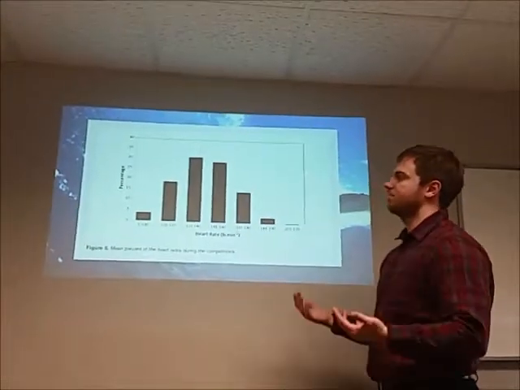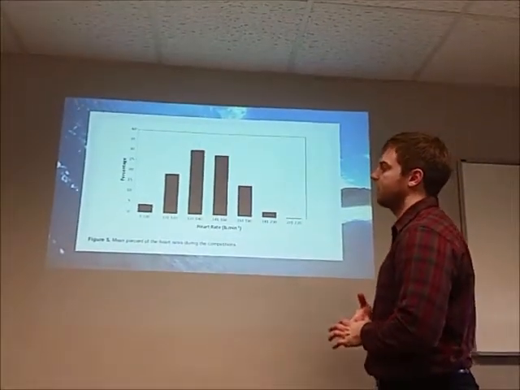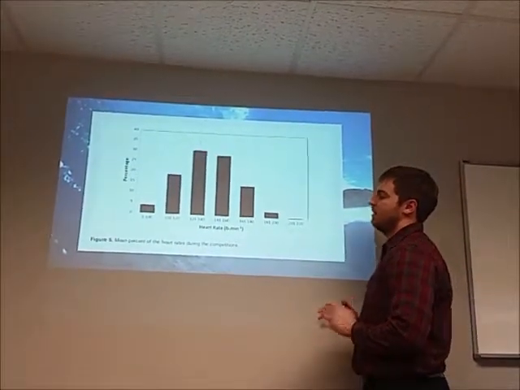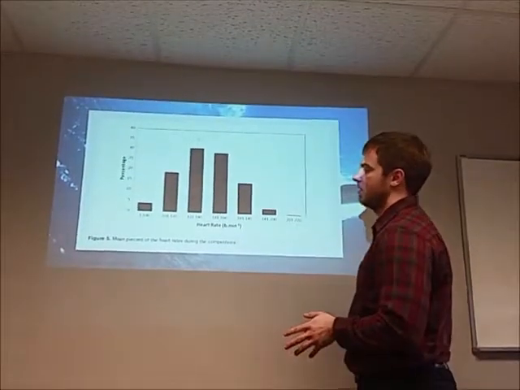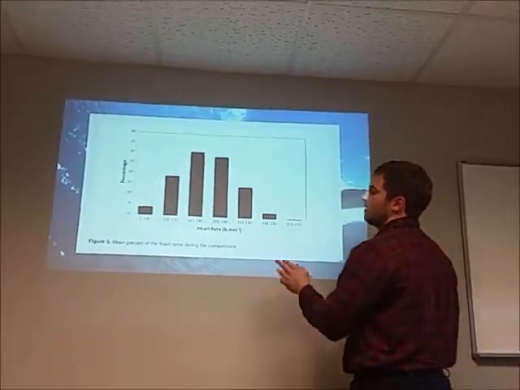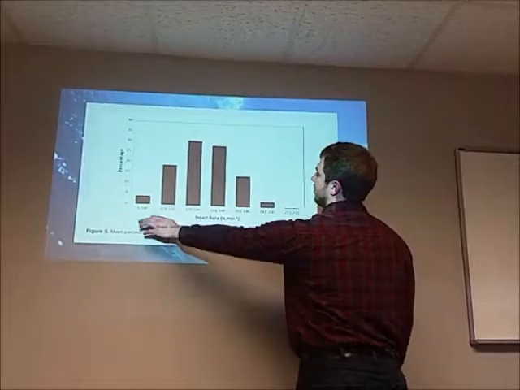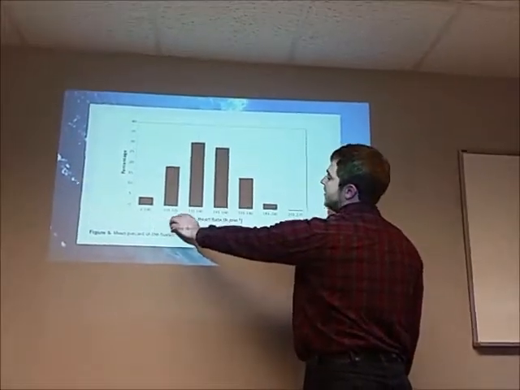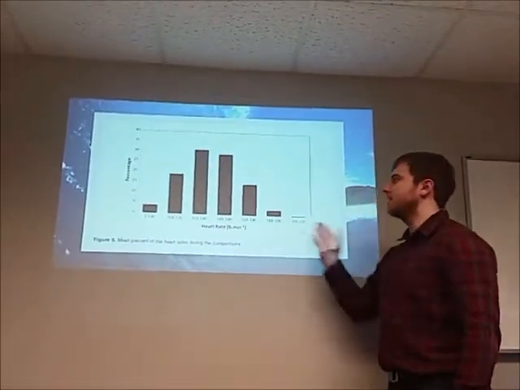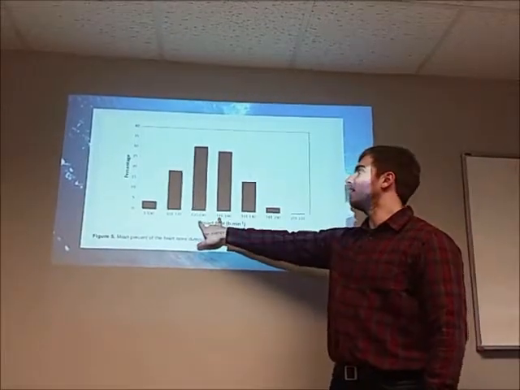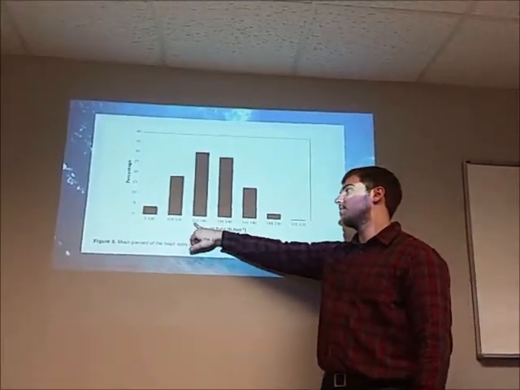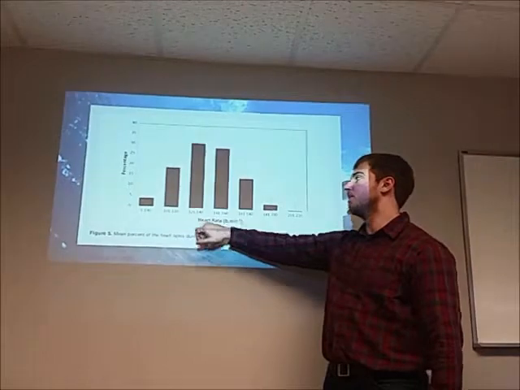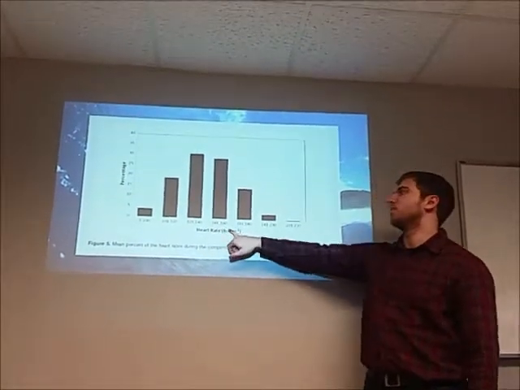So this is just a simple bar graph that shows the percentage of time each surfer spent in different heart rate ranges: 1 to 100, 101 to 120, etc. You can see the 2 largest were between 121 and 140, and then 141 and 160.